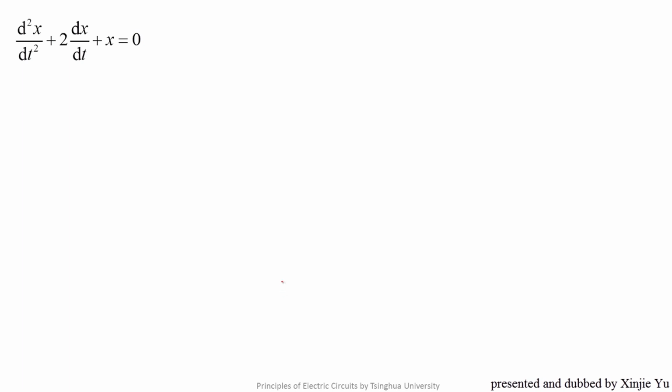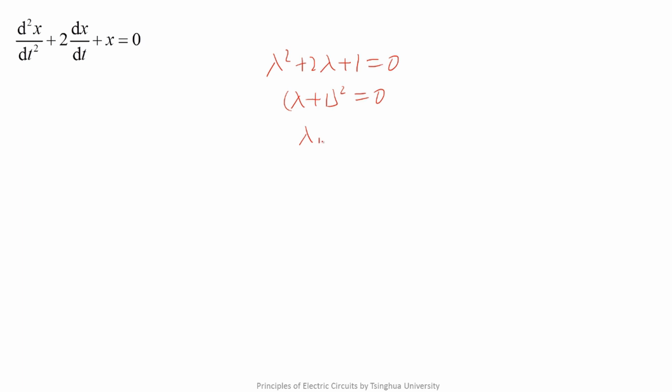Next, we look at such an equation. We won't waste time on the first process, and we write its characteristic equation directly. That is, lambda squared plus 2 lambda plus 1 equals 0. It's easy to know that (lambda plus 1) squared equals 0. Its characteristic roots are lambda 1 and lambda 2 equals minus 1.